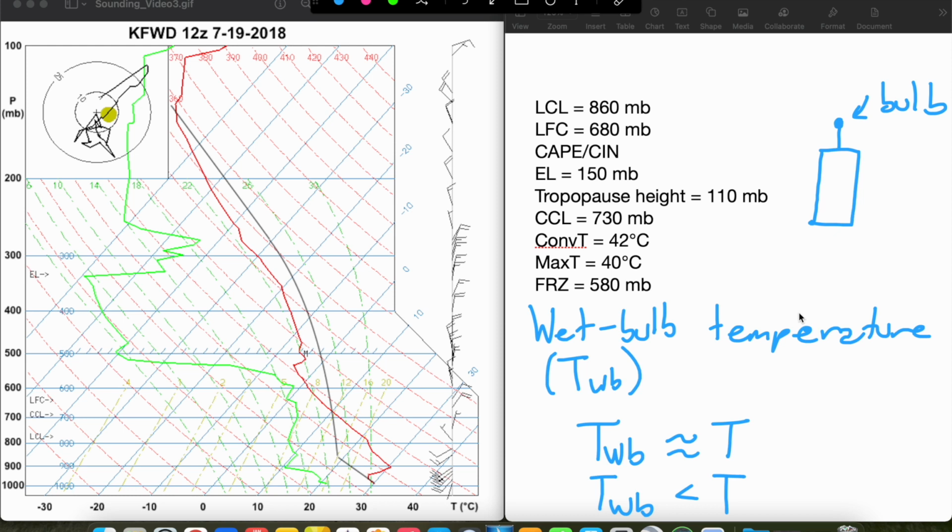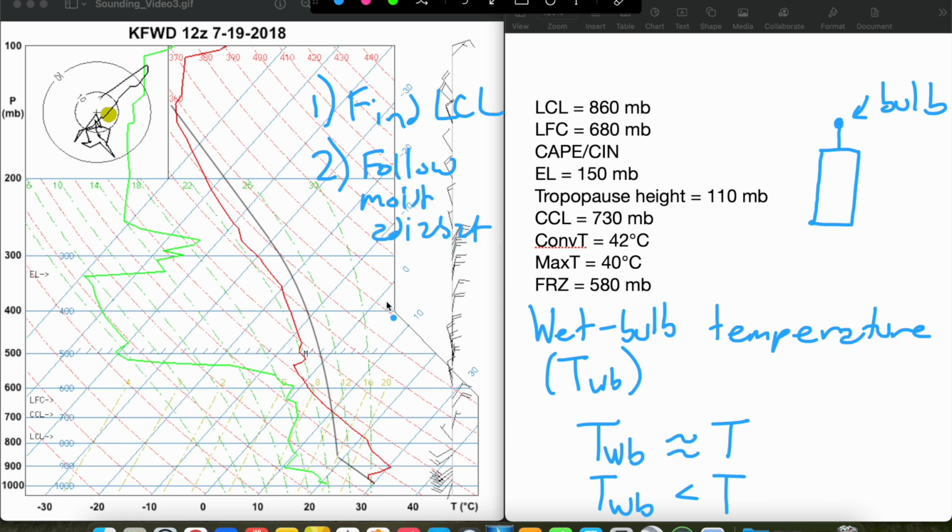It's, again, not really used super often, but the way you find it on a sounding is you first find the LCL at a certain pressure level. You can do this from the surface, you can do this at 850 millibars, whatever you want. And then after that, you follow the moist adiabat back down to the original pressure level.